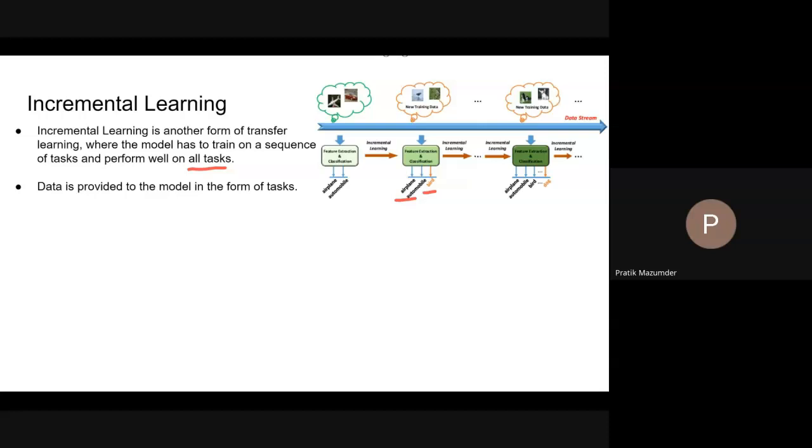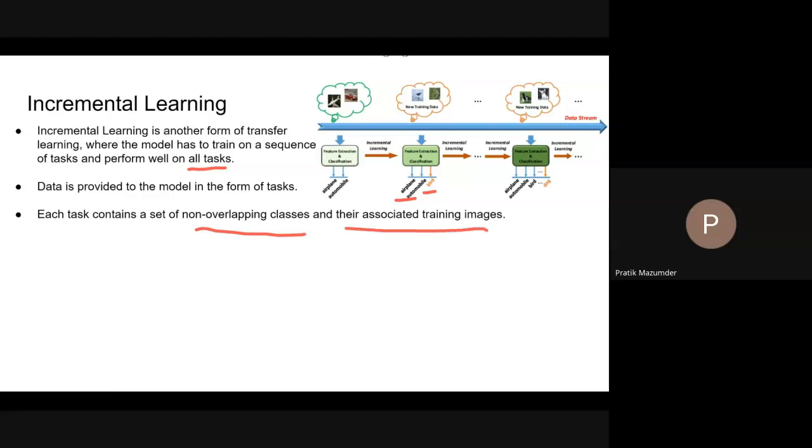So in this particular setting, the data will be provided to the model in the form of tasks, and each task will have a set of non-overlapping classes and their associated training images. So between tasks, for now, we are assuming there will be no overlap. If the first task was airplane and mobile, the new task is bird, no overlap, and the third task is dog, only dog.